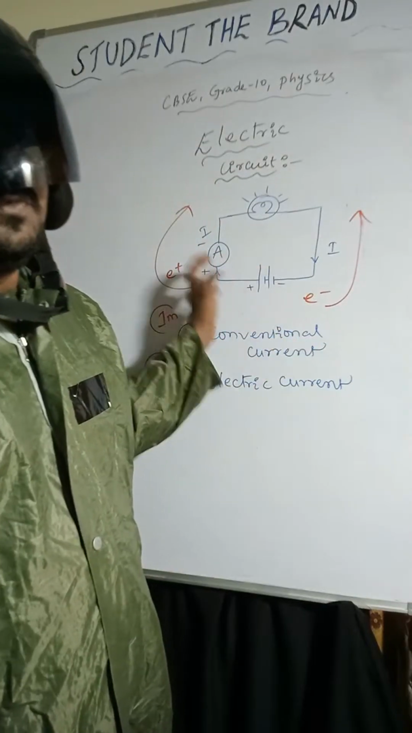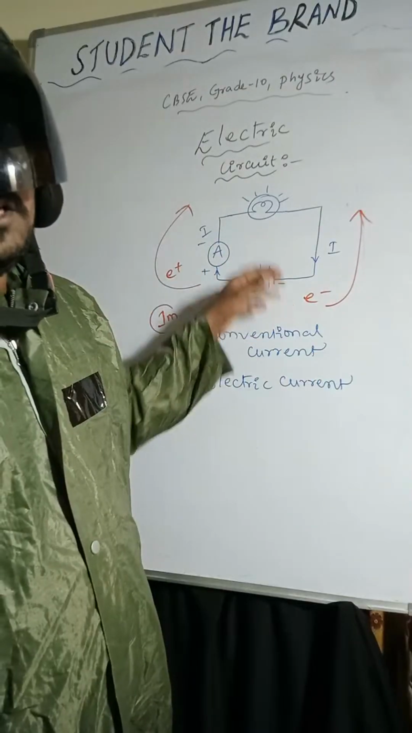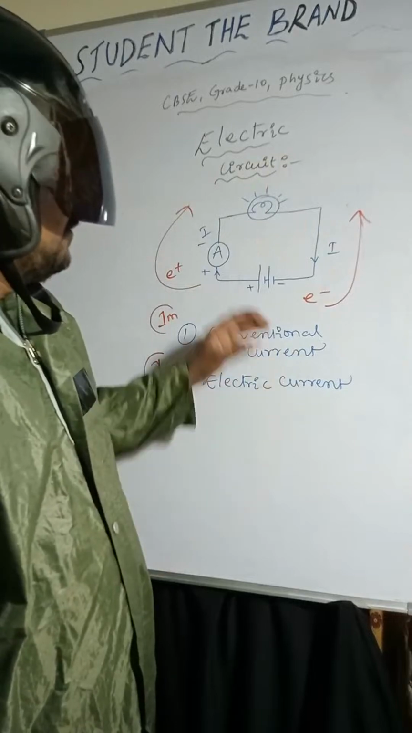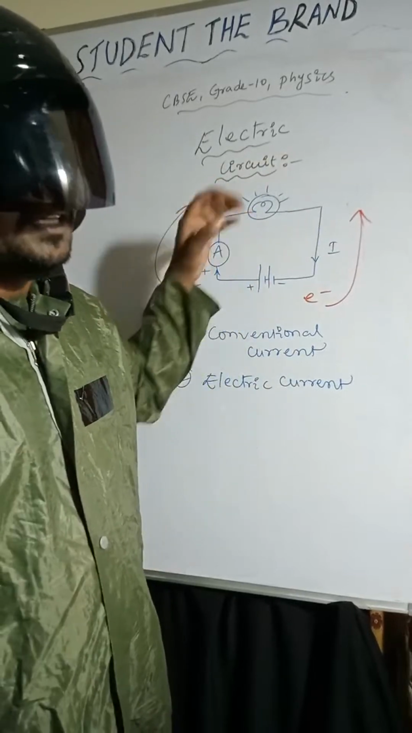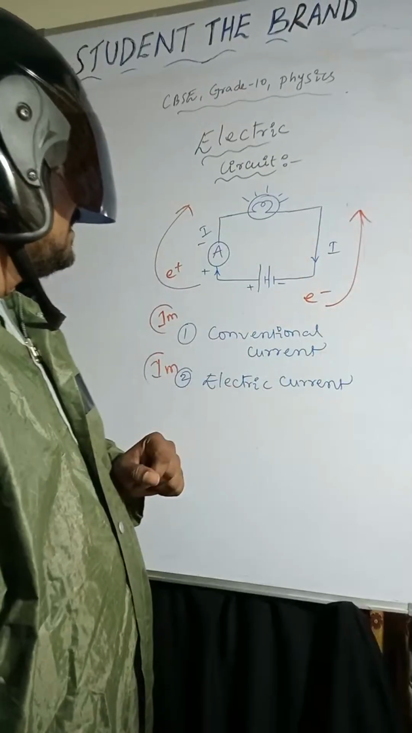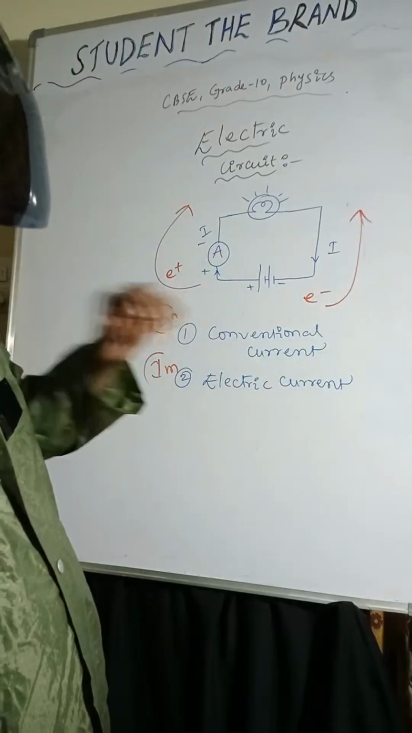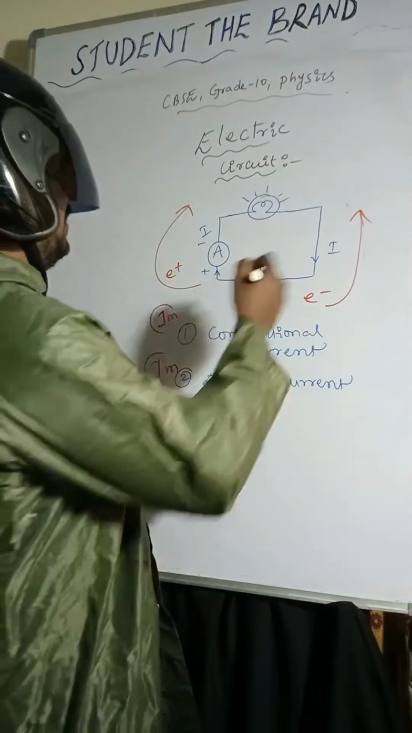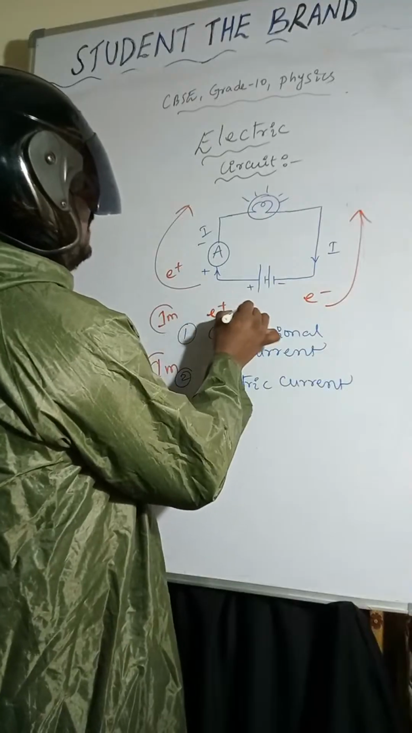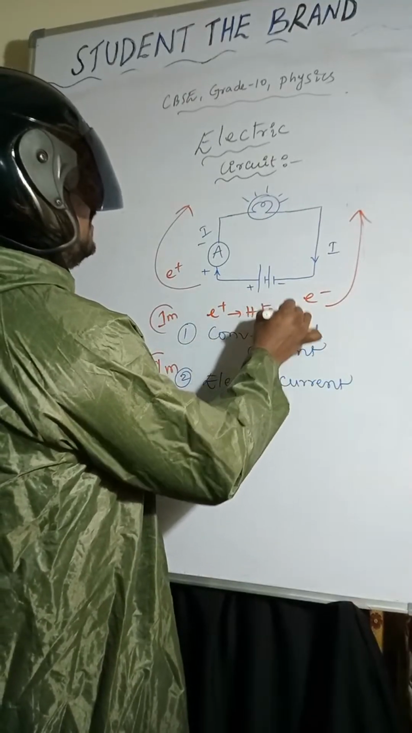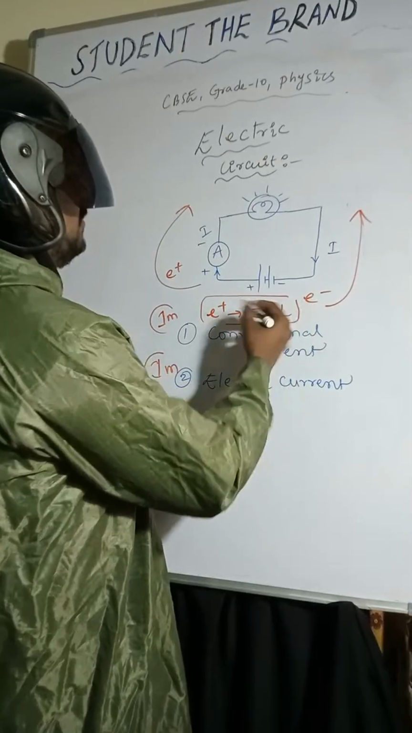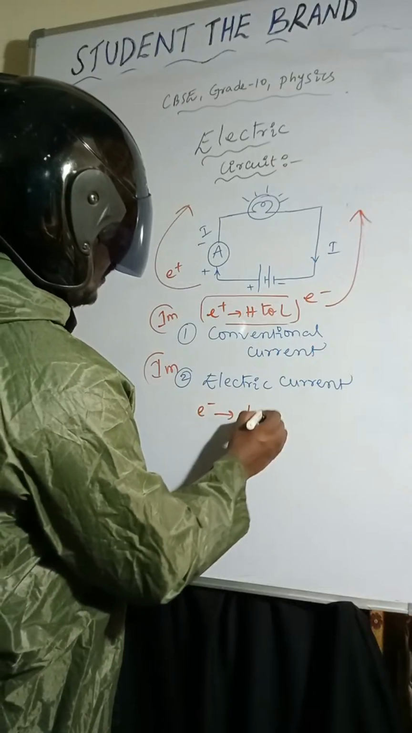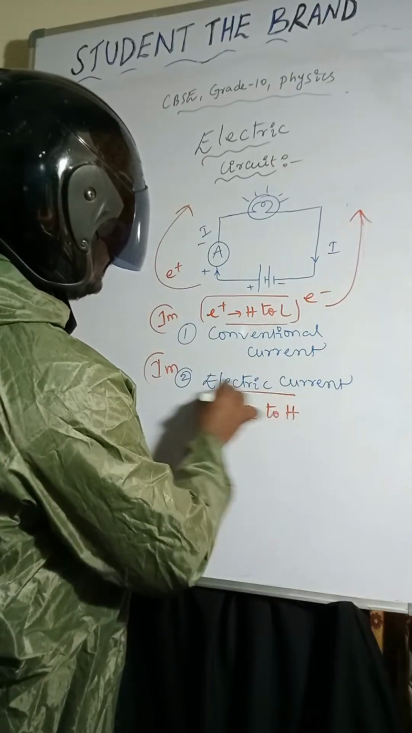Conventional current is nothing but the flow of positive charges. The flow of electrons is known as electric current. I hope it is very clear. Here, very, very important: positive charges will move from high potential to low potential, whereas electrons will move from low potential to high potential.